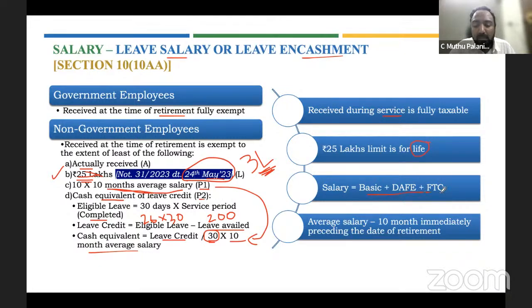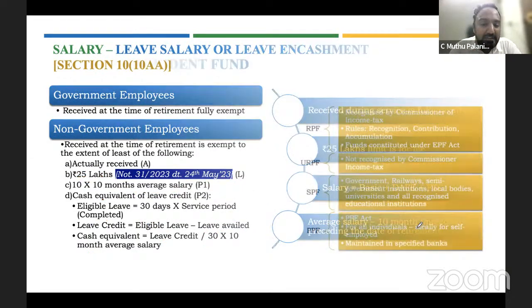And what is salary? Basic plus dearness allowance forming part of retirement benefit and fixed percentage of commission. And what do you mean by 10-month salary? 10 months immediately preceding the date of retirement. So if I'm retiring today, minus 10 months is what I need to take for my salary calculation. So this salary divided by 10, 10 months salary divided by 10, will give me monthly average salary. So that is what you're actually calculating as the salary for the purpose of leave encashment. So by applying these, you will calculate leave encashment.